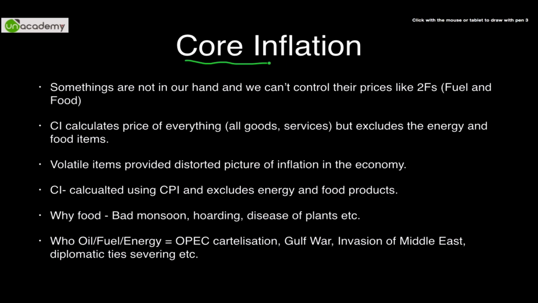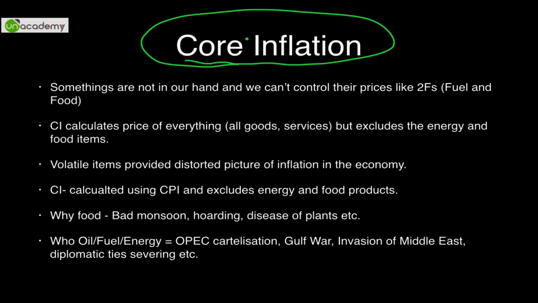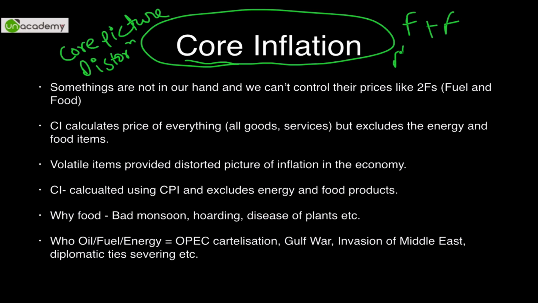Now what is core inflation? See, there is some core picture which is distorted by some volatile items. So distortion is created by some volatile items. These volatile items are F and F, that is food and fuel. For example, if you have a bad monsoon, so food will go haywire. If you have diseases spreading in plants, food production will decrease. If you have a tsunami, food may suffer in coastal areas.